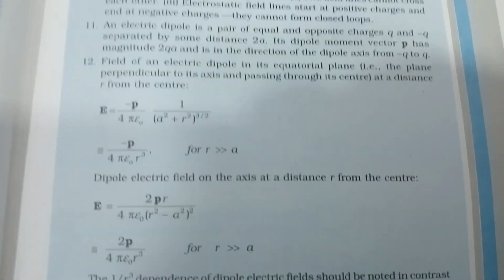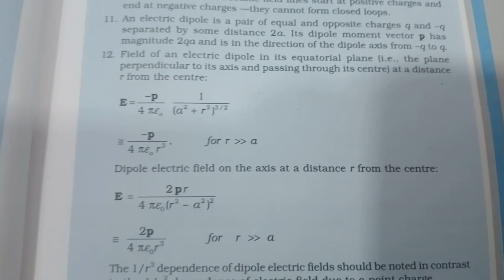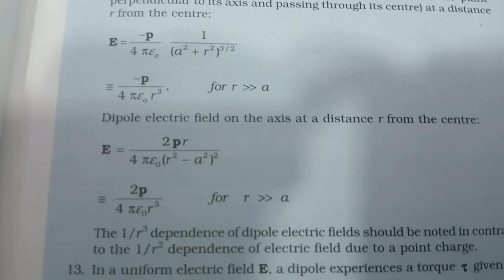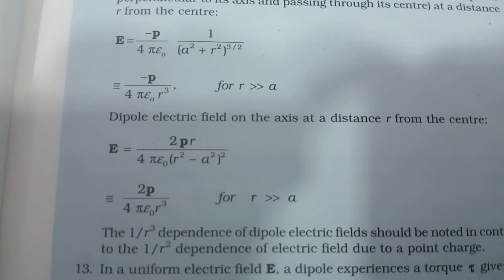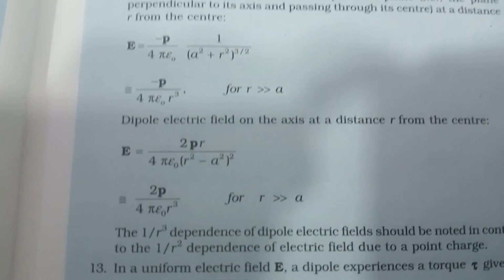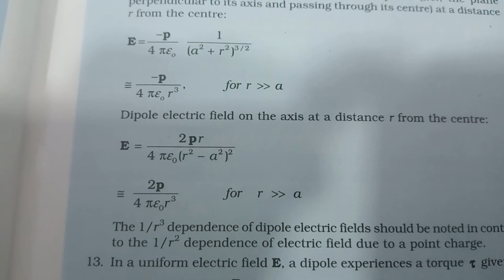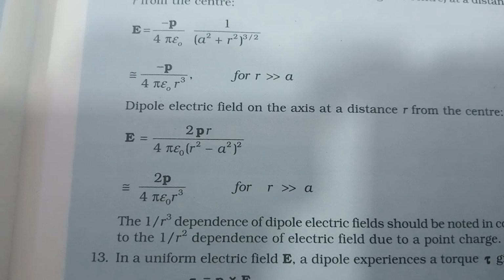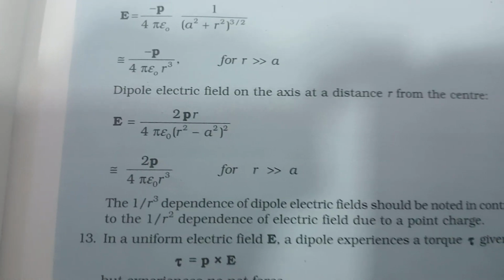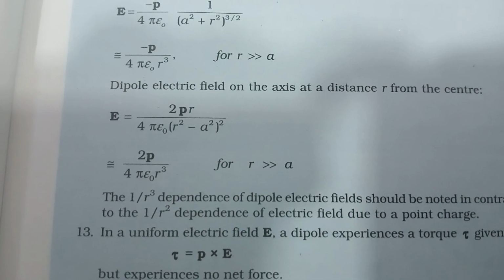Field of an electric dipole in its equatorial plane, that is, a plane perpendicular to its axis and passing through its center, at a distance r from the center, is E = minus p upon 4 pi epsilon naught times 1 upon (r square plus a square) raised to the power 3 by 2, that is equal to minus p upon 4 pi epsilon naught r cube, where a is much smaller than r.